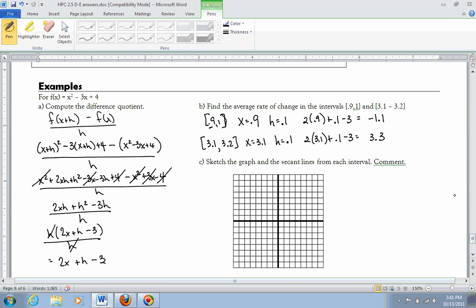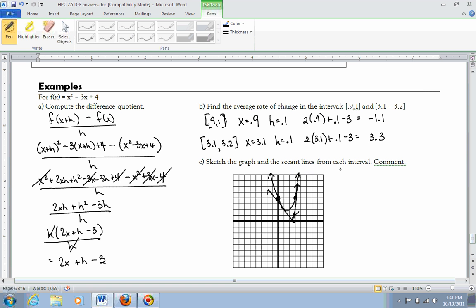If you look at this graphically, x squared minus 3x plus 4 is a quadratic equation. It looks like a parabola opening up. If you graph those points from 0.9 to 1 and connect them, that line is decreasing at a slope of negative 1.1. If you look at the points 3.1 and 3.2, they're very close together again, and that is much steeper. If you connect those points, that slope is 3.3.